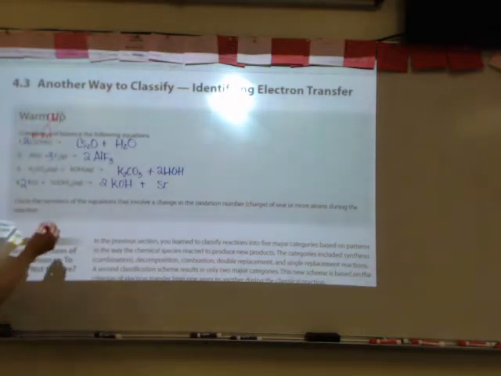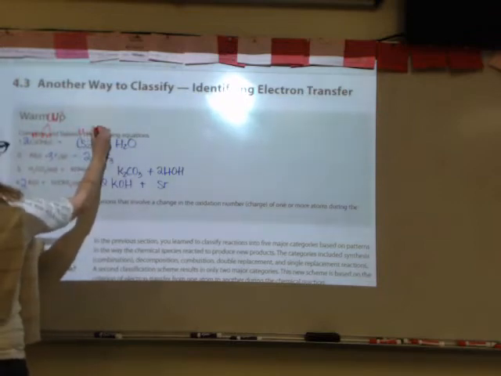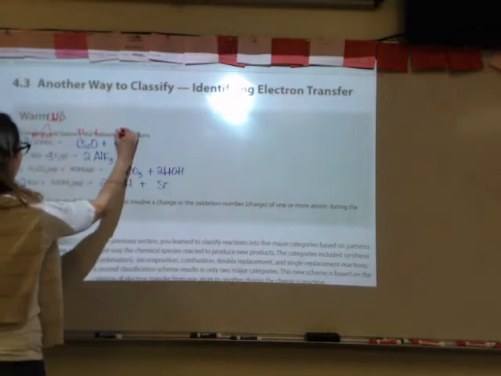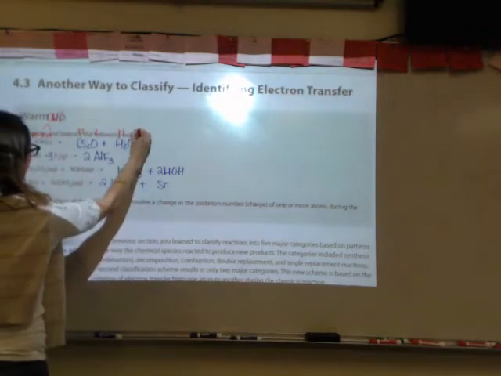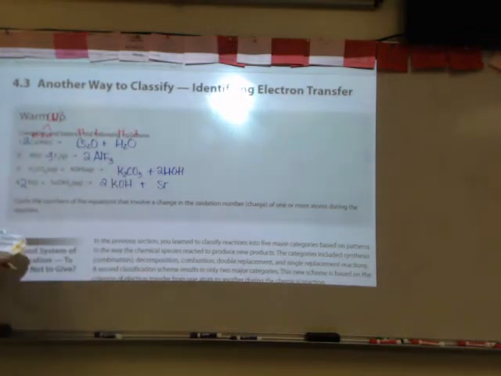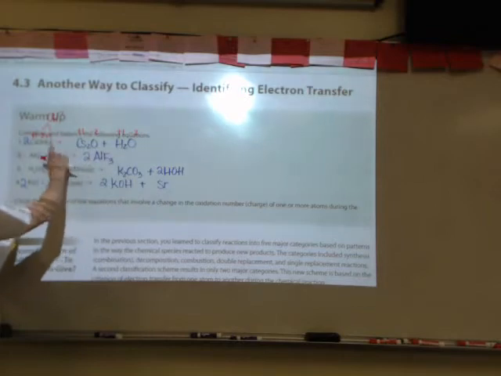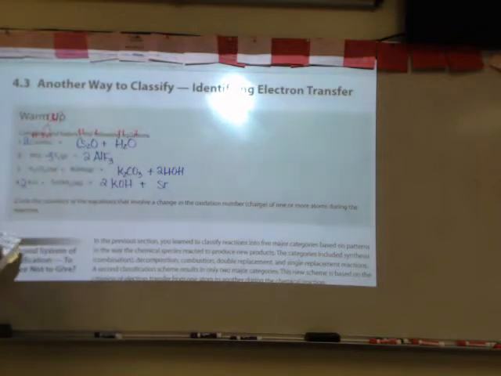Now cesium oxide, we have a +1 here and a -2 here. +1 on cesium, -2 on oxygen. For water, I have a +1 on hydrogen, a -2 on oxygen. So did anything change? Well, the cesiums are all +1. The oxygens are all -2, and the hydrogens are +1, so no, nothing changed.